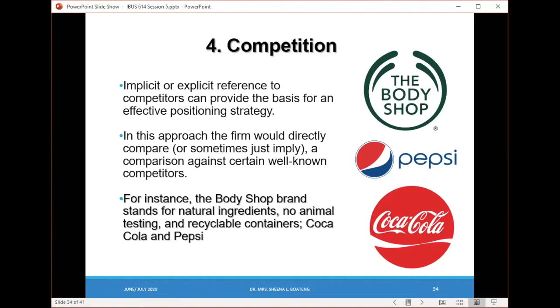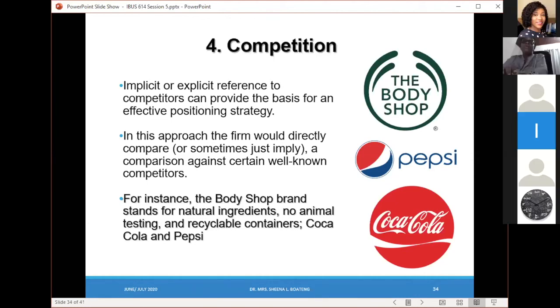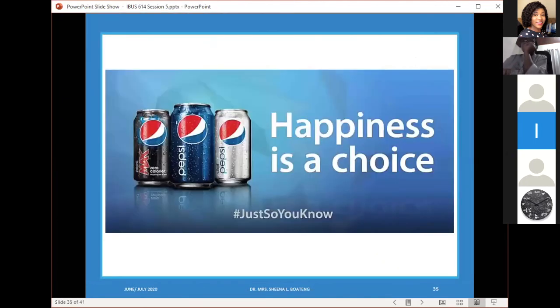Another classic example of positioning based on competition is what Pepsi and Coca-Cola have been doing for several decades now. They've just been throwing jabs at each other in their print and TV adverts, right? So let me show you a typical example of one such advert and tell me where the jab at the competition is coming in. Please, can someone explain this? This is a classic jab. Can someone tell me where the jab is coming in?